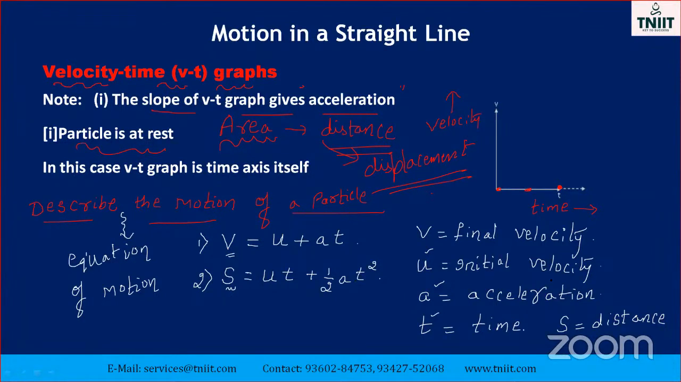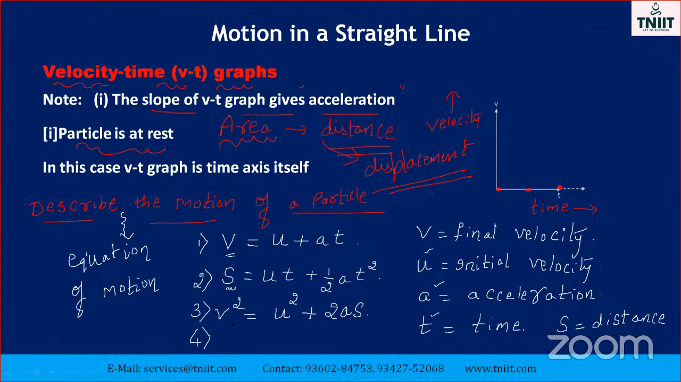So what is the third equation of motion, students? The third equation is given by V squared is equal to U squared plus 2AS. I hope you know what is V, what is U, what is A, and what is S.